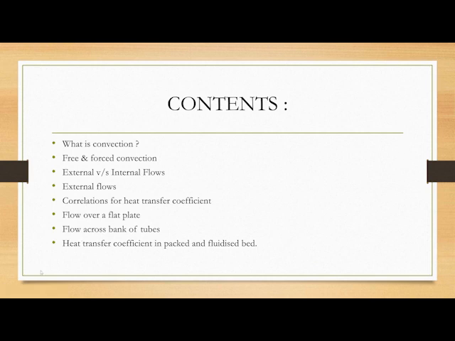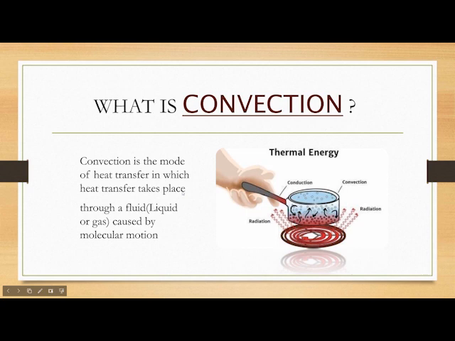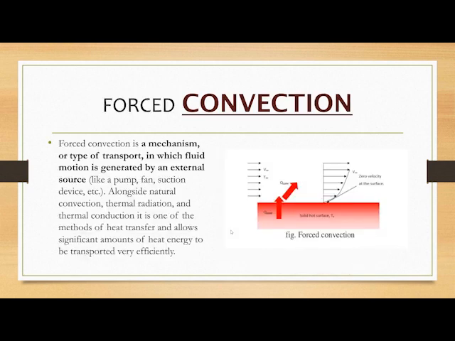So let's once again go through all the topics that we discussed in this presentation. We started with the basics: what is convection, which is a mode of heat transfer in which the heat transfer takes place through molecular motion. Then we talked about the types of convection, which are forced and free convection. Forced convection is a mechanism in which the fluid motion is generated by an external source. So we force the convection to take place by adding an external agent such as a pump or a suction device, etc.